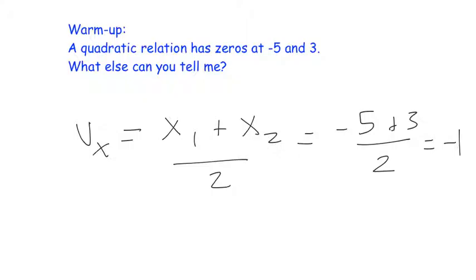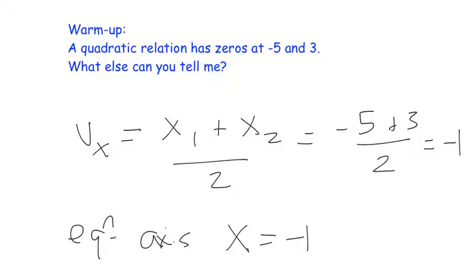And if you remember, that corresponds with the axis of symmetry. So the equation of the axis is x equals -1. And that's really all you can say at this point.